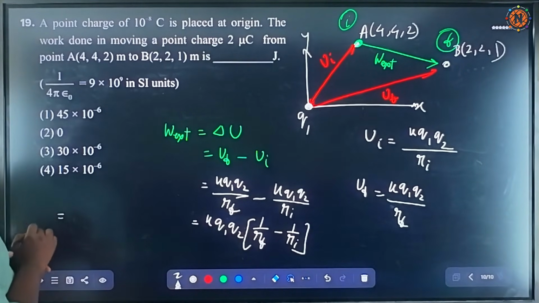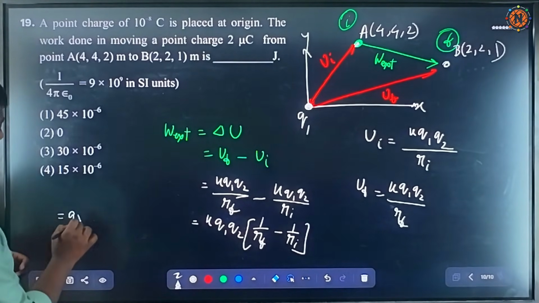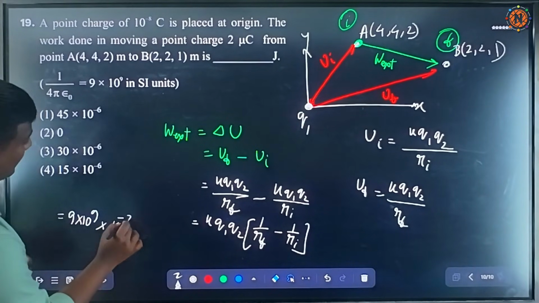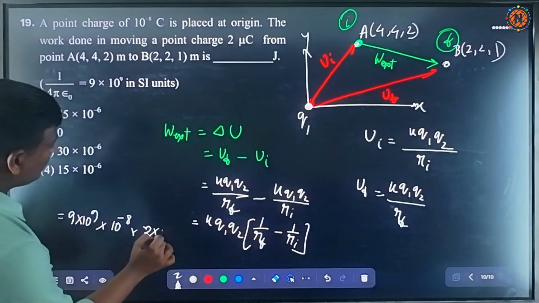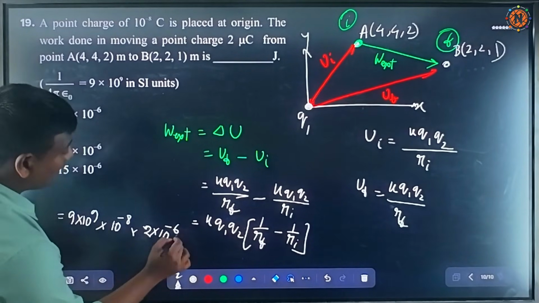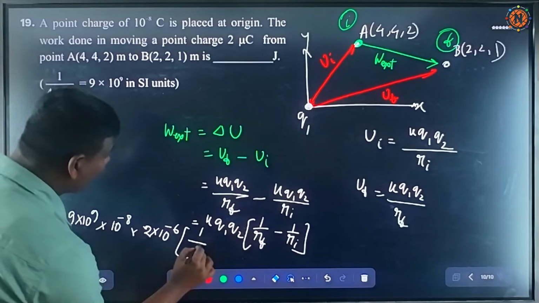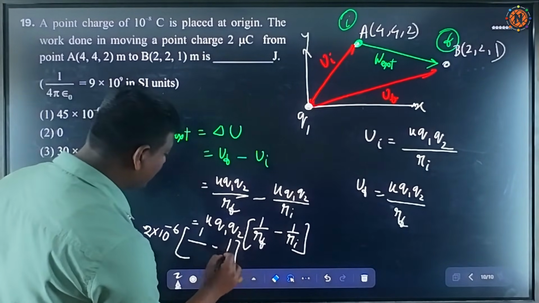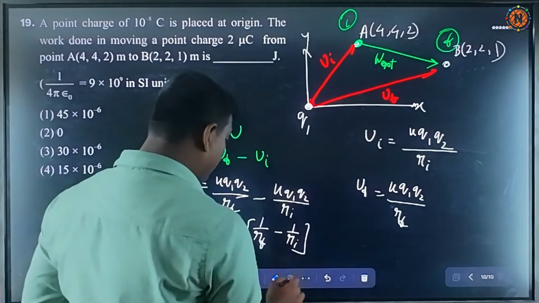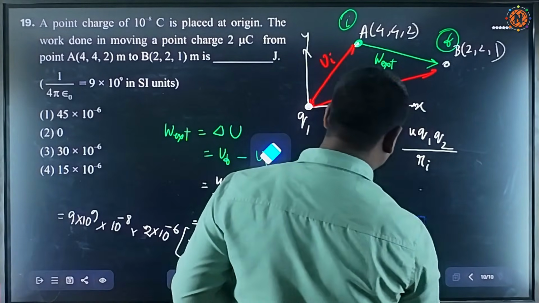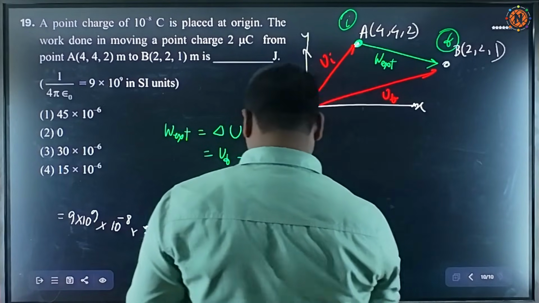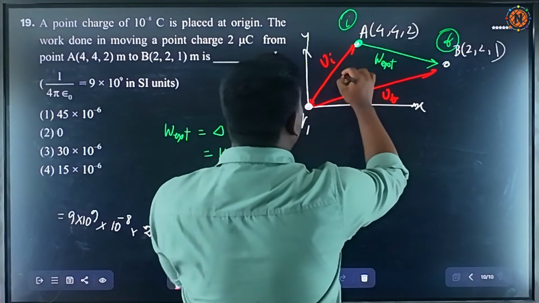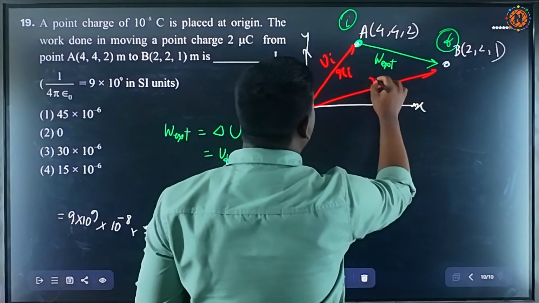Now see, K is given as how much? K is 9 into 10 to the power 9. Q1 is how much? 10 to the power minus 8. And Q2 is how much? 2 microcoulomb, that means convert it into SI unit. Now, what is 1 by R final? And what is R initial? Okay, see, R initial is nothing but the distance between the two charges initially. So this distance will be R initial, and this distance will be R final.